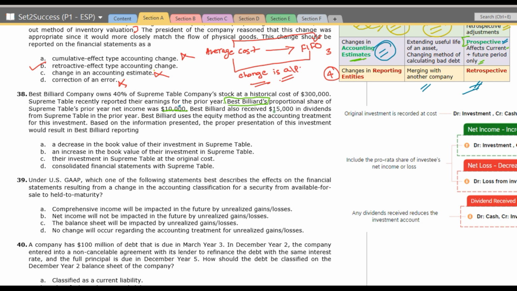Best Billiard also received 15,000 in dividends. So what happened? Best Billiard made an investment of 300,000, and the share it owns is 40%. It receives its share of income, 10,000, and it is also receiving a dividend of 15,000. Best Billiard uses the equity method. So the method being used is the equity method.